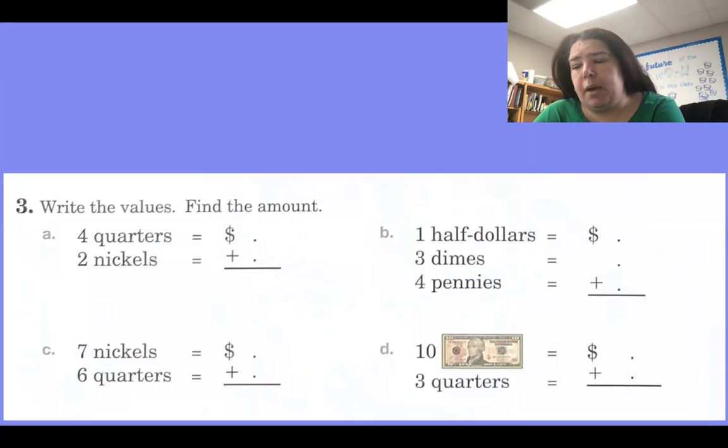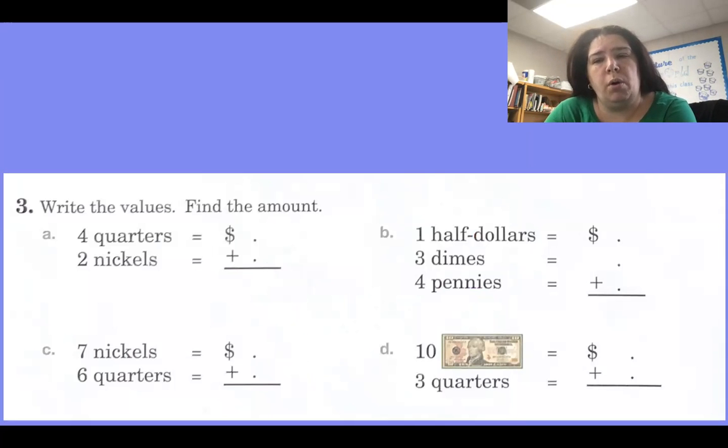Good. On that paper as well, on the bottom, it says write the values and find the amount. So what is the value of 4 quarters? Good. And how do we write that? $1.00. Very good. Remember to put that dot in there. It's there on your paper, but make sure it goes in the correct place. How much is 2 nickels? 10 cents. Remember where it goes. It goes on the right side of the decimal point. When I add those two values up, what do I get?